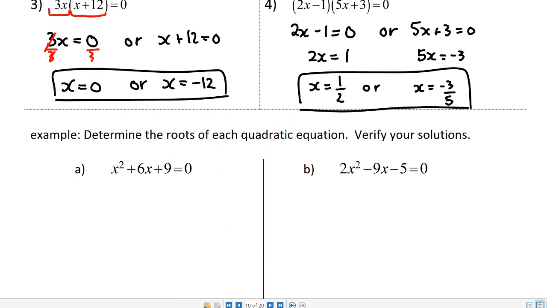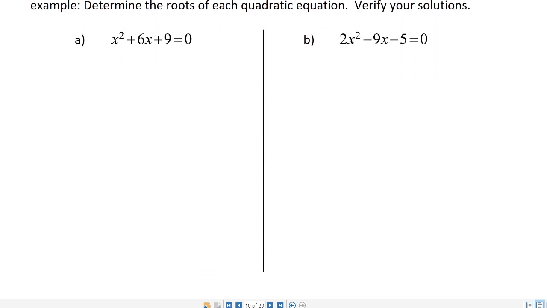Okay, so this example is telling us to determine the roots of each quadratic equation, and then we're also going to verify. So remember, every time we go to solve, we have to make sure that one side is equal to 0. So double check you have equals 0. Once you have that, since we're solving by factoring in this section, we're going to start factoring. So for A, there is no common factor, so we can't common factor anything out, which means we're going to jump to our trinomial factoring.